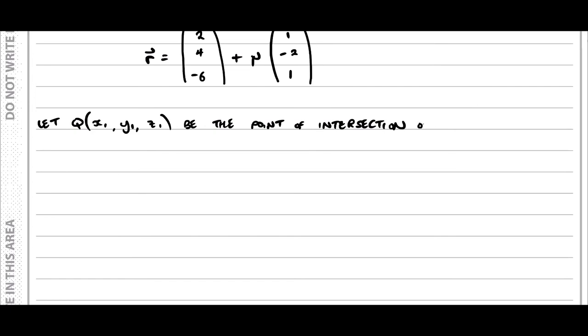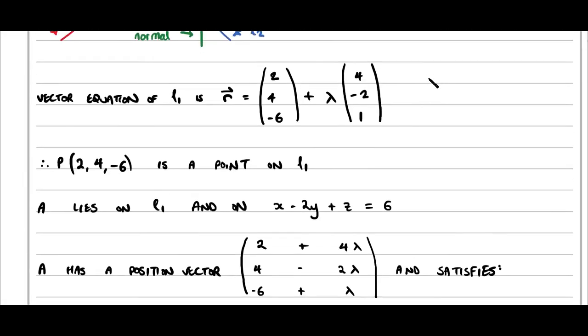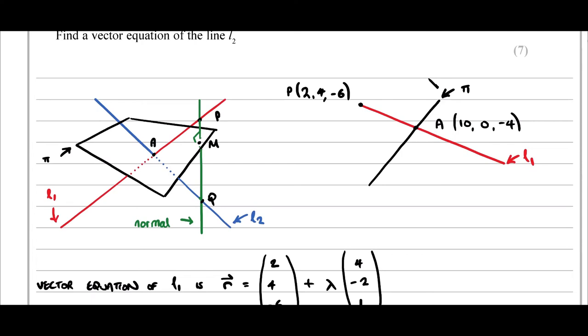okay, and one thing that we must also notice is that Q is a reflection of the point A, which has coordinates (2, 4, -6). With that being said, we can first of all find out this coordinate of Q by first of all defining a midpoint. But before we do that, let's first of all draw on what's going on. And remember, we have to find this equation L2.